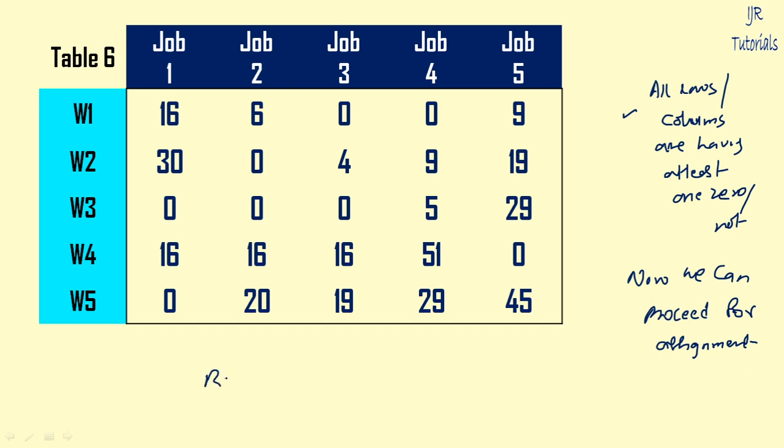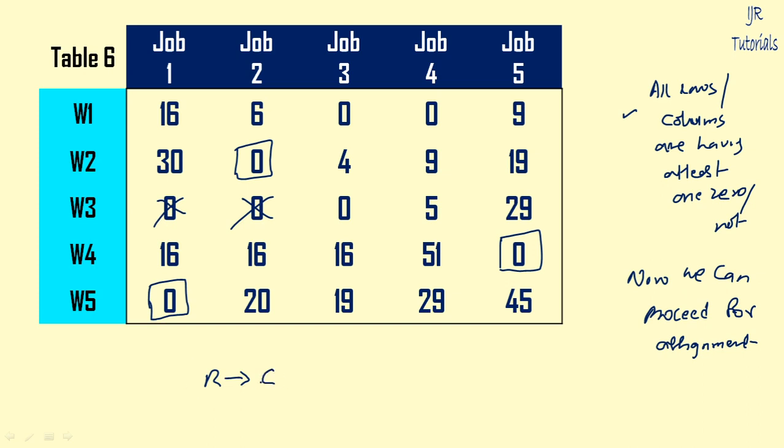What is the first one? Row process, considering only single zeros. W1, there are two zeros, leave that row. W2, there's only one zero, so we can directly assign like this, and see there is one zero in that particular column, so we strike that off too. W3, there are two zeros, so leave that one. W4, yes, one zero, we can directly assign. W5, one zero, we can directly assign, but there is one more zero in job 1, so we directly strike it off. So the row process is completed.